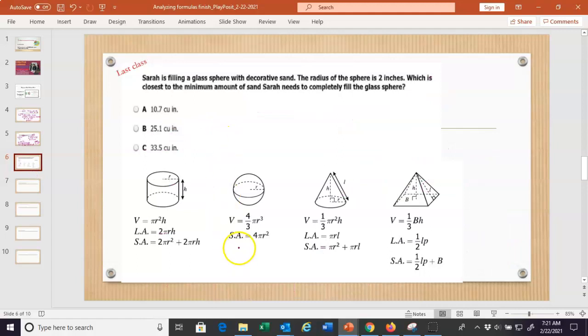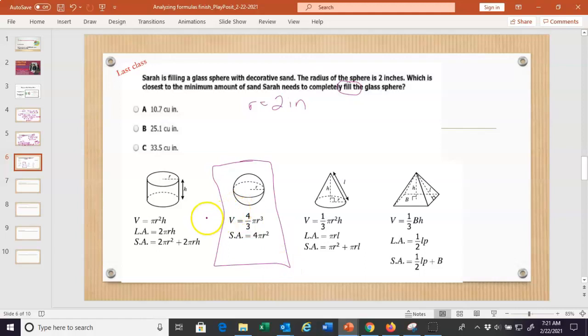All right, this is the last one from last class. Sarah is filling a glass sphere with decorative sand. The radius of the sphere is 2 inches. So this time they give you the little formula sheet here. There's the sphere. The radius is 2 inches, which is the closest to the minimum amount of sand Sarah needs to completely fill the glass sphere. So we're talking about filling it. When you look at the formulas underneath the sphere, which one is going to give us information about filling the sphere?